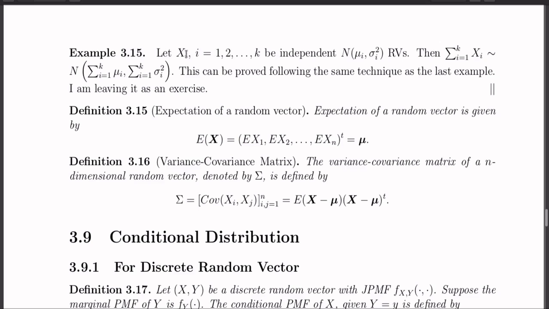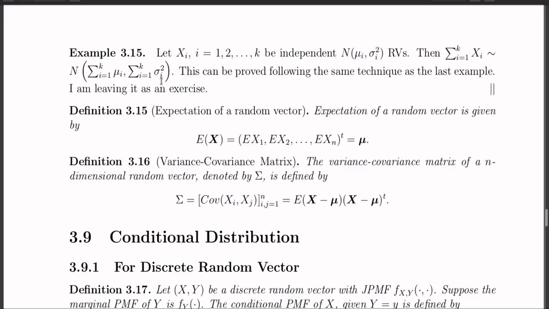In this case, the random variables are independent, but they are not identically distributed. X1 has a normal mu1, sigma1 squared distribution, X2 has a normal mu2, sigma2 squared distribution, and so on and so forth. Again, suppose we try to find out the distribution of summation Xi. Using exactly the same technique, you will be able to show that the distribution is again normal, with parameters summation mu i and summation sigma i squared.